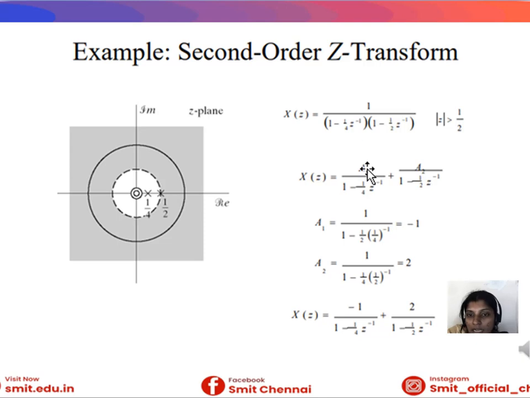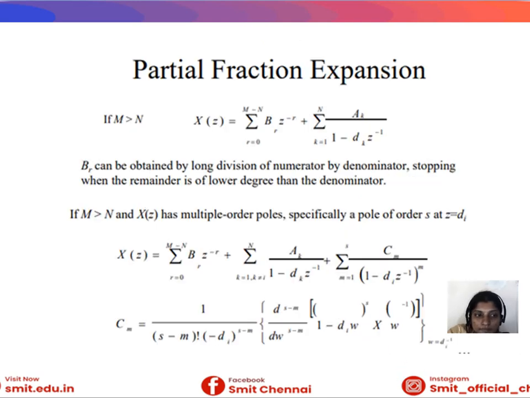Here we are having partial fraction method solution. Here this will come as A1 by 1 minus 1 by 4 z power minus 1, and this will come as A2 by 1 minus 1 by 2 z power minus 1. So solving this we will get the values A1 and A2, and substituting the A1 A2 values in X of z. This is the partial fraction expansion. Already we have seen in the previous slide.